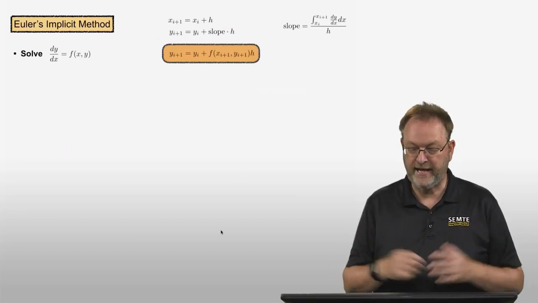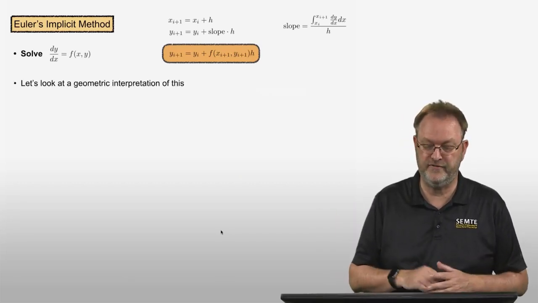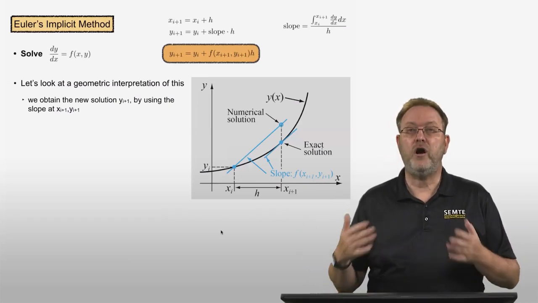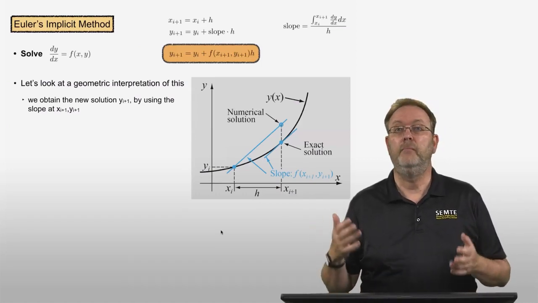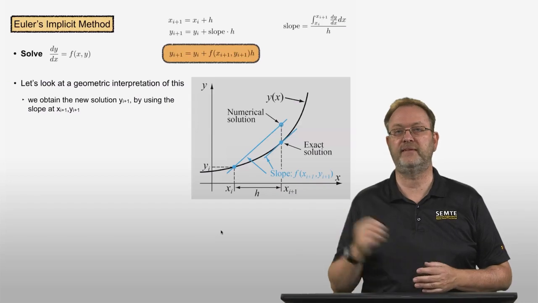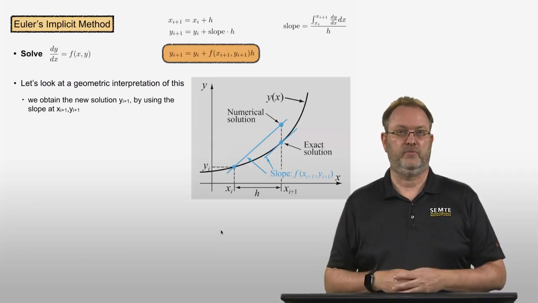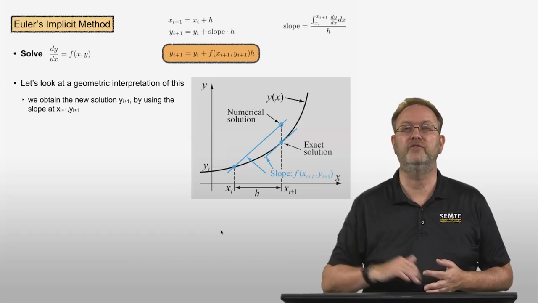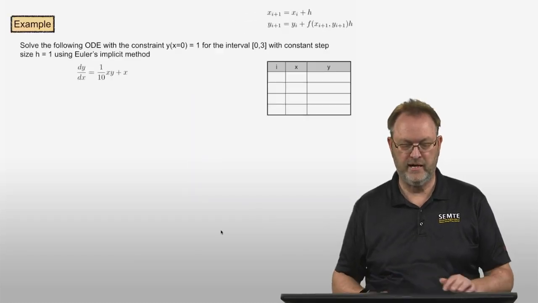Okay, now back to our Euler's implicit method. Let's look at a geometric interpretation of this again. And the idea of Euler's implicit method is to approximate the slope, the average slope on the interval from x i to x i plus 1 by the slope at the right edge of the interval from x i to x i plus 1. So use the slope at x i plus 1, y i plus 1. That will be the approximation that we then use to find the new solution variable x i plus 1 and y i plus 1. Okay, let's do an example on this.